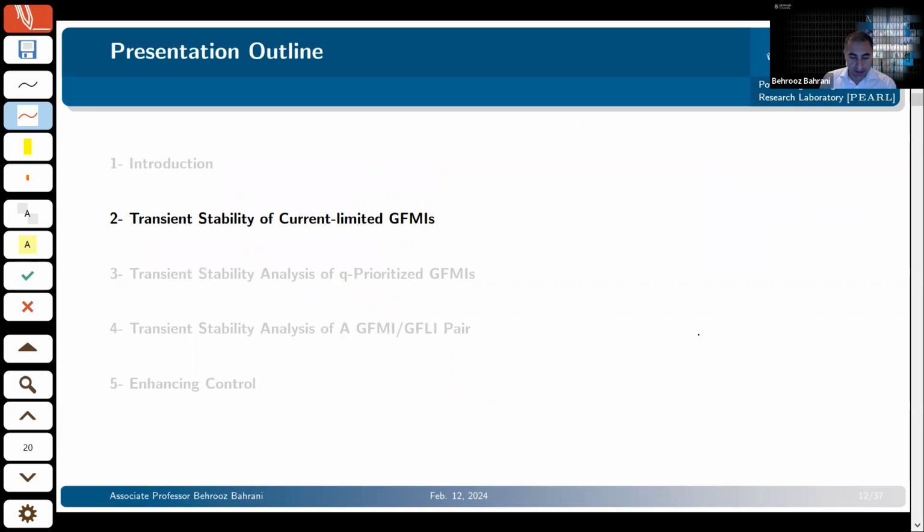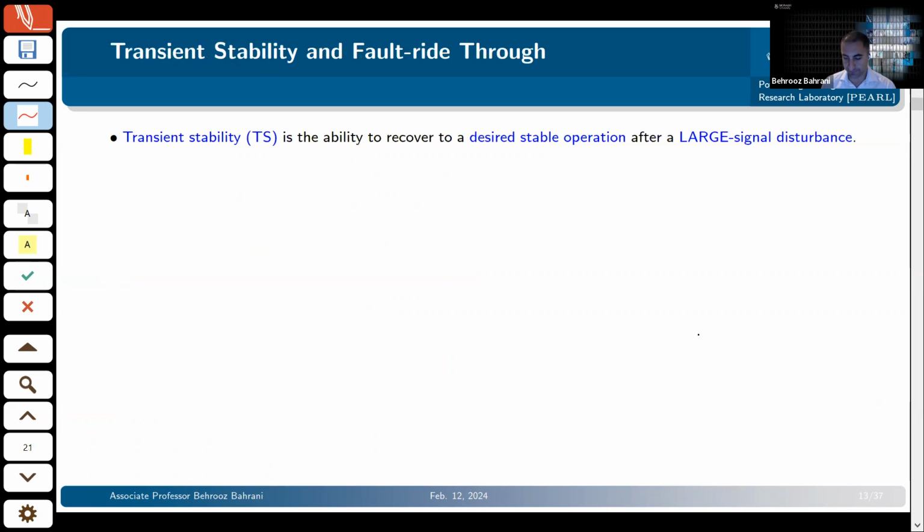With this introduction, let's have a look at transient stability of grid-forming inverters and what happens when we subject this particular control structure to a fault and how it might behave. But before going there, a very, very short recap of what is transient stability. Transient stability essentially determines whether your system is able to recover to a stable operating point after a large disturbance in the system. What is a large disturbance?